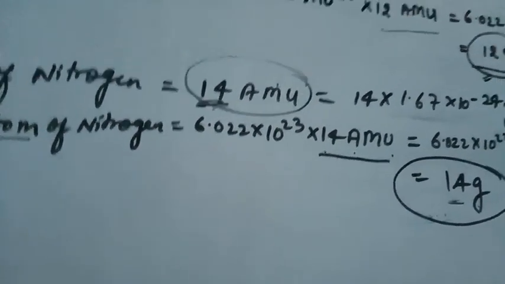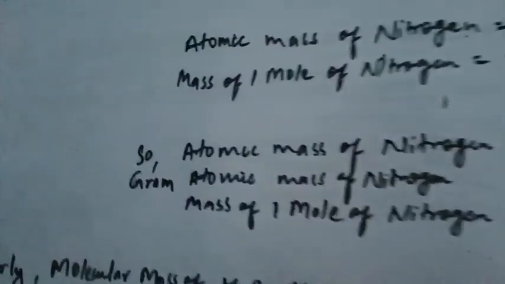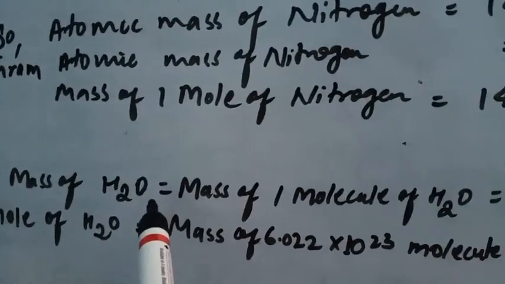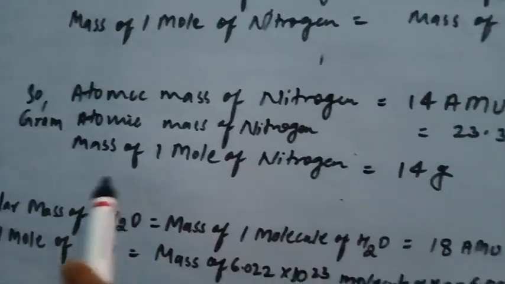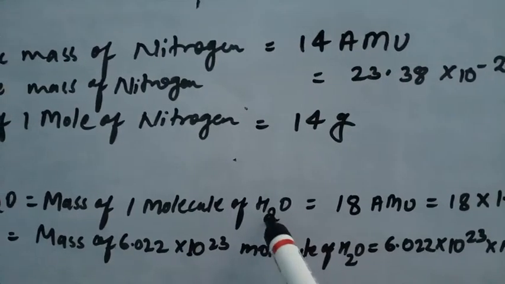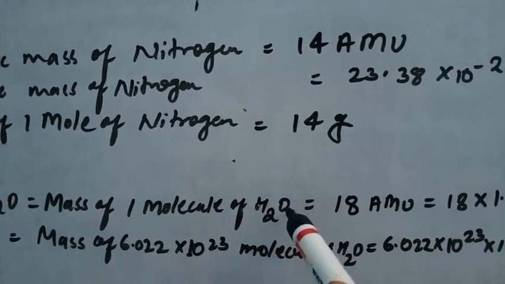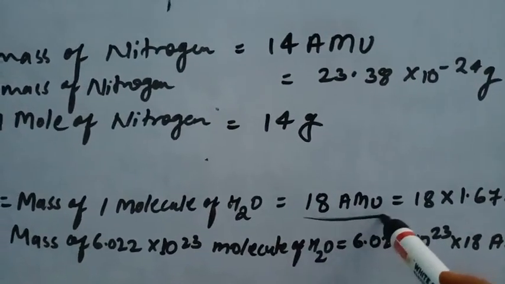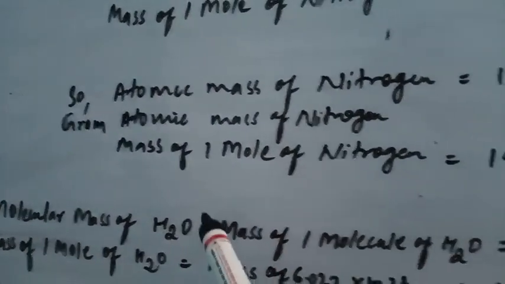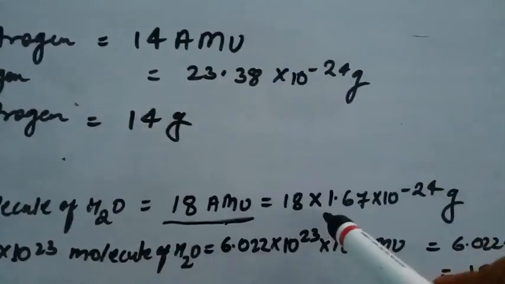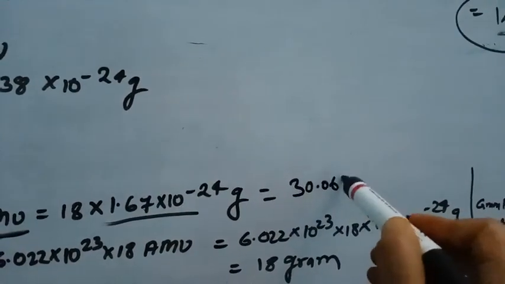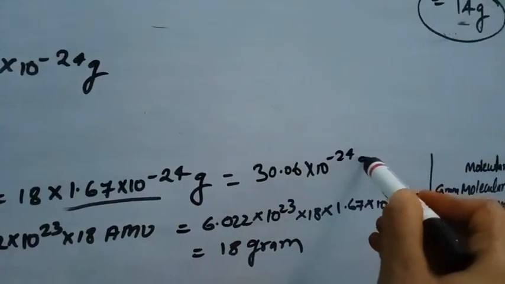So for a compound also I have written, the molecular mass of water means the mass of 1 molecule of water. And when you calculate 2 into the atomic mass of hydrogen plus the atomic mass of oxygen, you will get how much? 18 AMU or 18 U you will get. And when you calculate the gram molecular mass of water, you have to just convert AMU into gram like this, and you will get 30.06 into 10 to the power minus 24 gram.